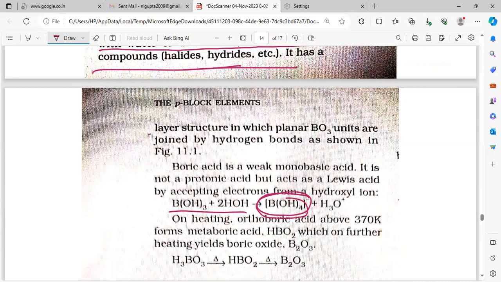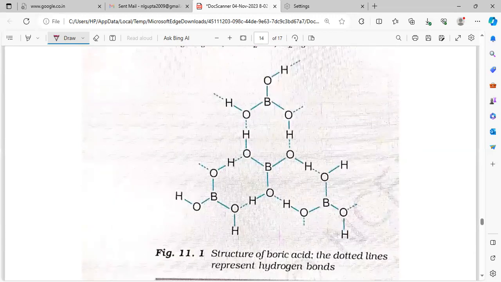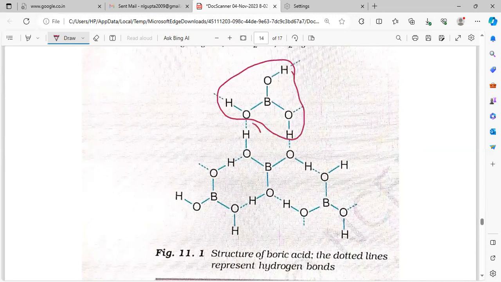Next, they are saying it has a layered structure in which the planar BO3 units are joined by hydrogen bonds, as shown in the figure. So here you see it has the layered structure. H3BO3, you can see this one. They are forming the layered structure.